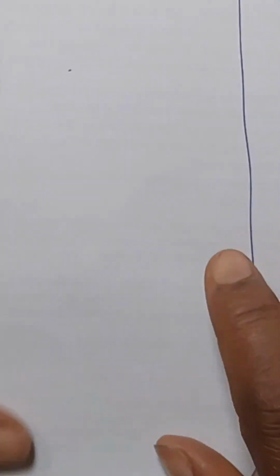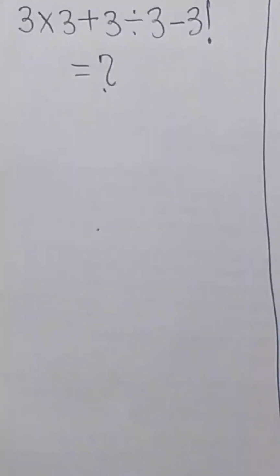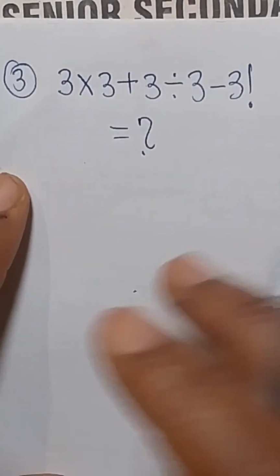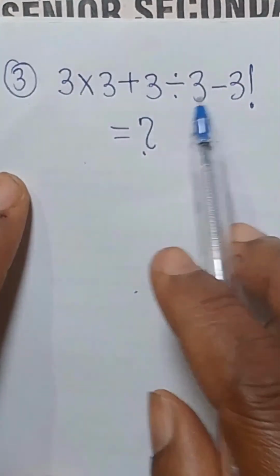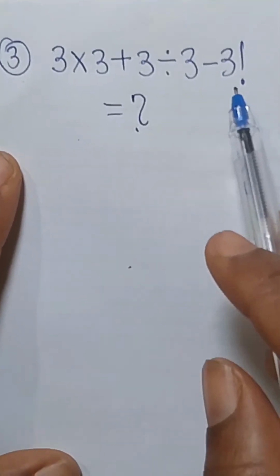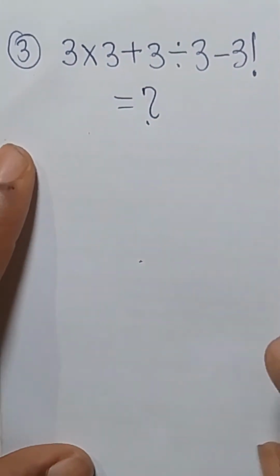All right. So question number 3 states: solve 3 times 3 plus 3 divided by 3 minus 3 factorial is equal to what? All right, let me bring it down so you see it. We have 3 multiplied by 3 plus 3 divided by 3 minus 3 factorial is equal to what? So please solve this. Let's see your answer.